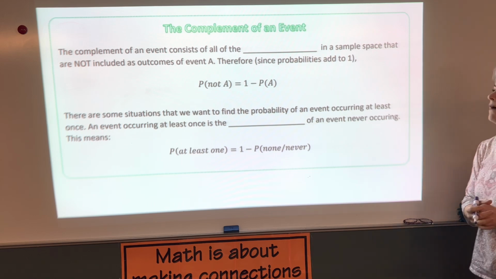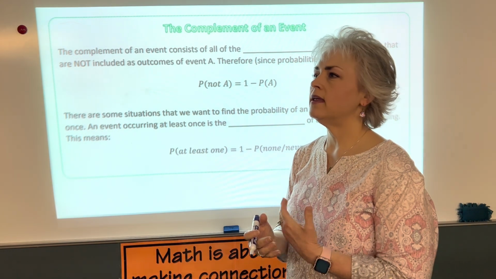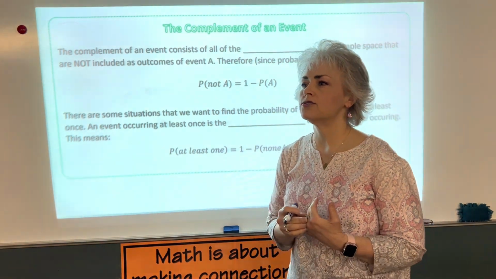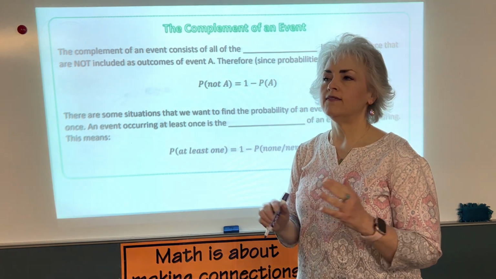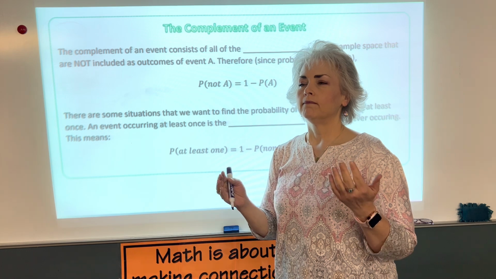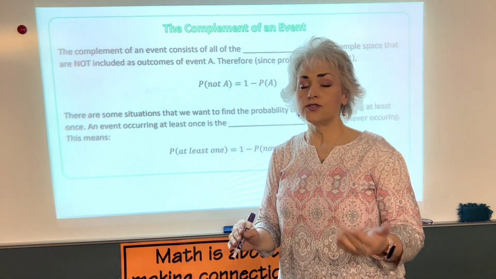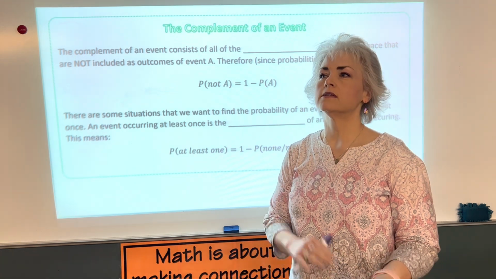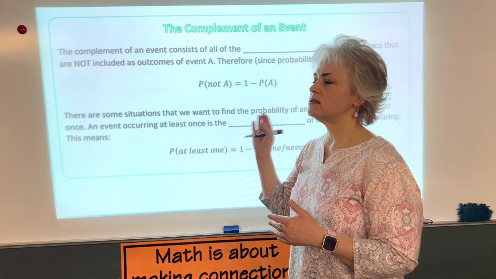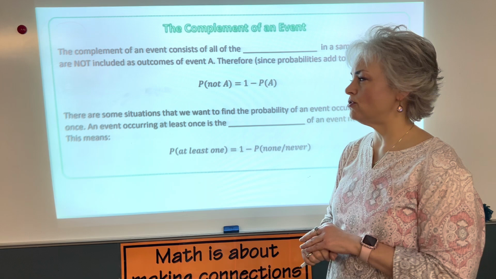Okay, so then we have the complement of an event. And so a complement occurs when, what's the probability if it's a 20% chance of snow, what's the chance that it's not going to snow? So it's the 80%. That's what complement of an event has to do with.